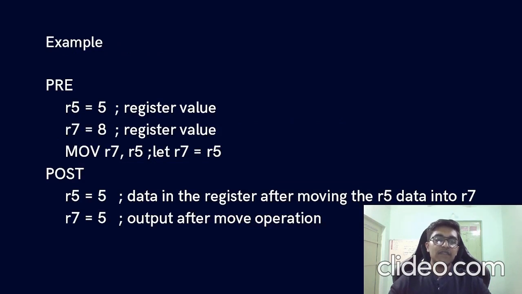Here, the register R5 is going to hold the value 5, while the register R7 is going to hold the value 8. Here, we use the instruction MOV R7, R5, where R7 is equal to R5. So the output of this is R5 is equal to 5 as usual, while the value of R7 is going to change from 8 to 5.